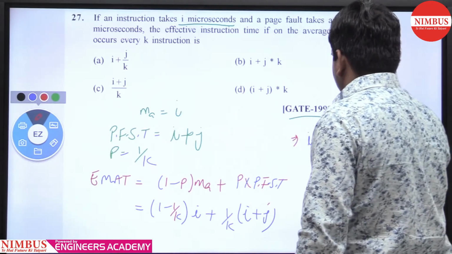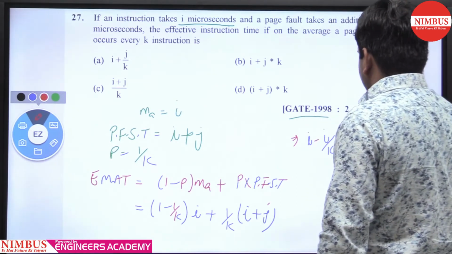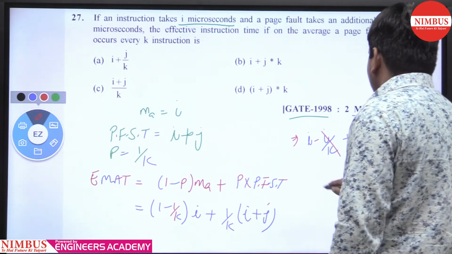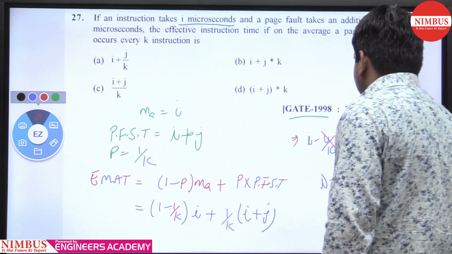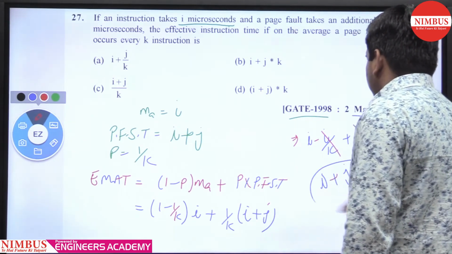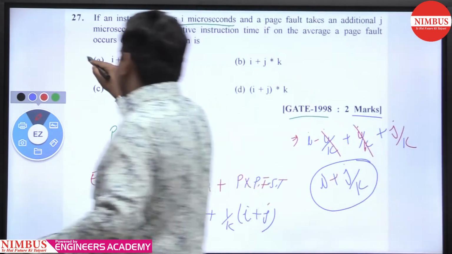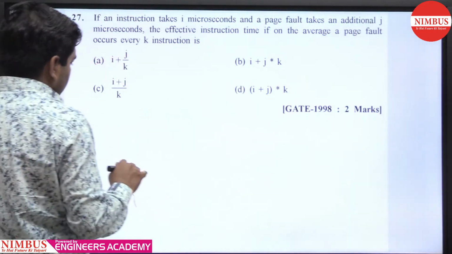I minus I by k plus I by k plus j by k. This one cancels out, so the answer is I plus j by k. This question also comes in competitions, so the answer is A, I plus j by k.